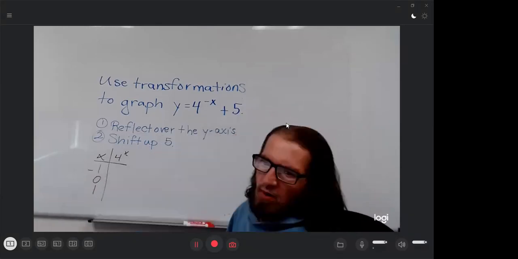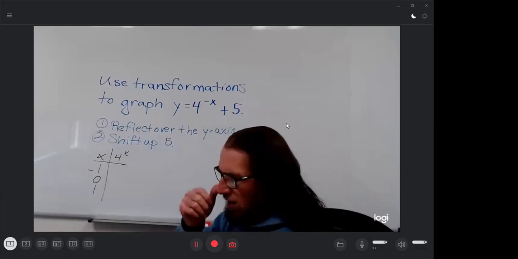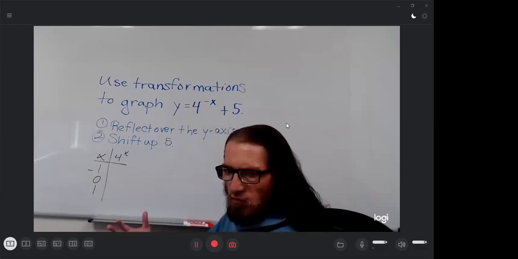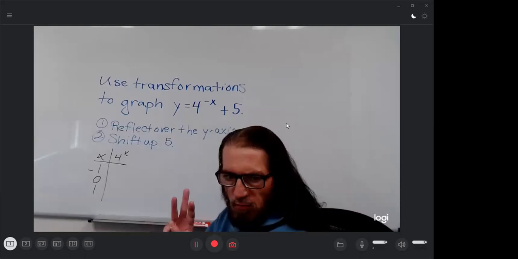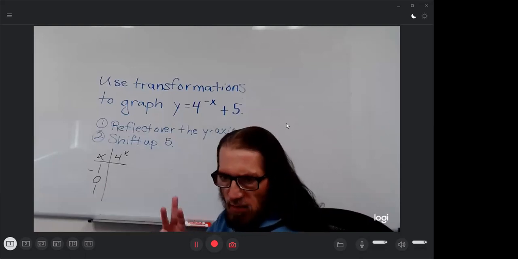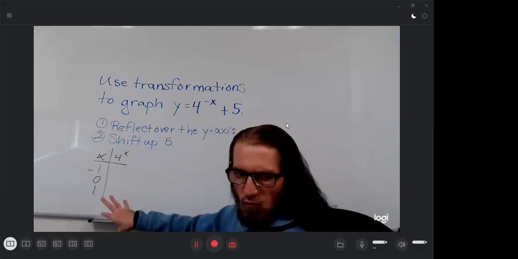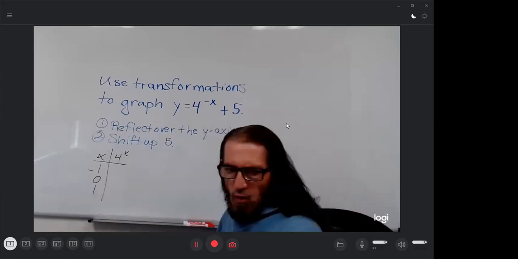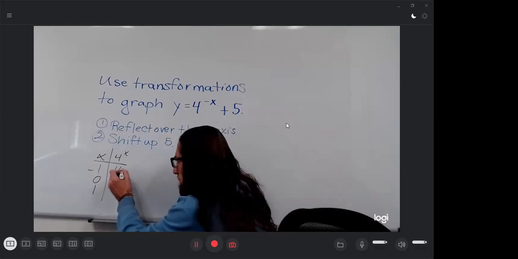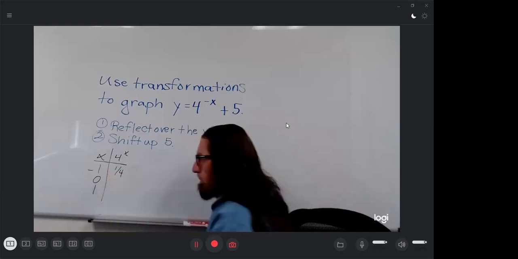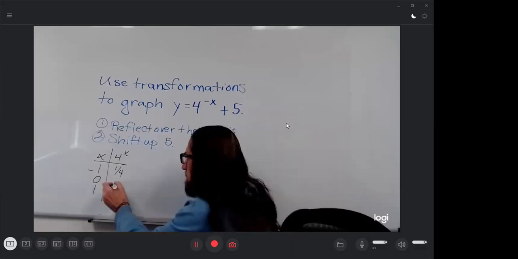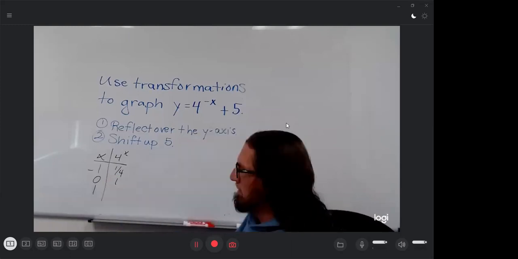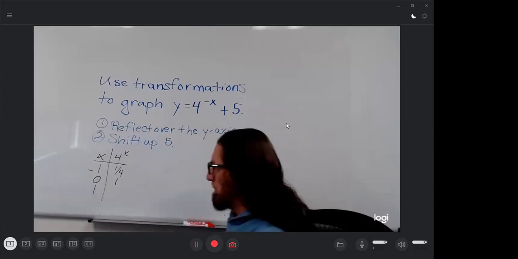As I've said many times, you do not need several values of x to plug in. There are 3 special values before doing a transformation that are easy to calculate for 4 to the x. 4 to the negative 1 would be the reciprocal of 4, i.e. 0.25. 4 to the 0 would be 1, and 4 to the 1 would be 4.